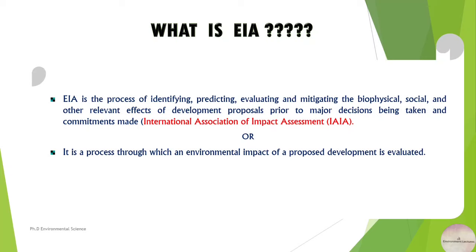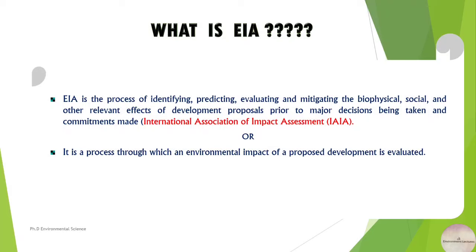As per the International Association of Impact Assessment, EIA is the process of identifying, predicting, evaluating, and mitigating the biophysical, social, and other relevant effects of development proposals prior to major decisions being taken and commitments made. So, let's understand it with the help of an example. Let's consider an example of building a new highway.